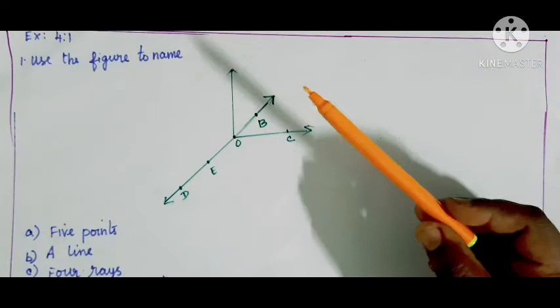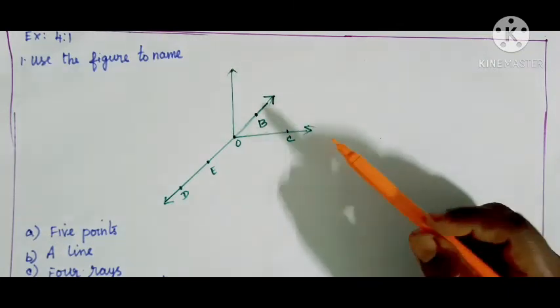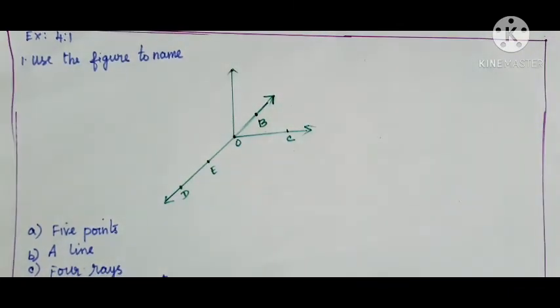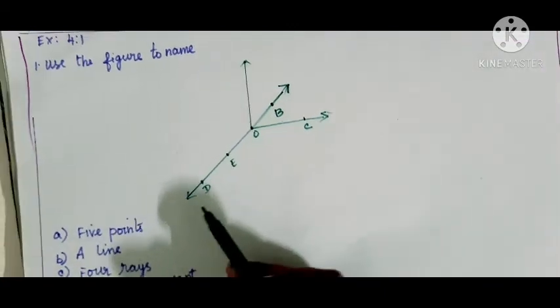I will ask you a question, and you have to answer me. You have to use the figure to name. The first 4 questions are in the subdivisions. The first one is 5 points, a line, 4 rays, 5 line segments. You have to observe these things from this picture and write them down. Is it clear? Yes. Now you are going to say, and I am going to write.